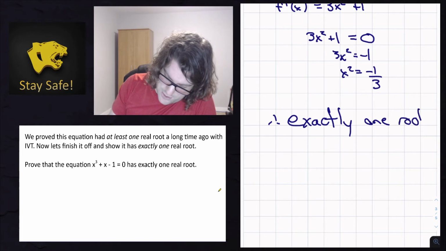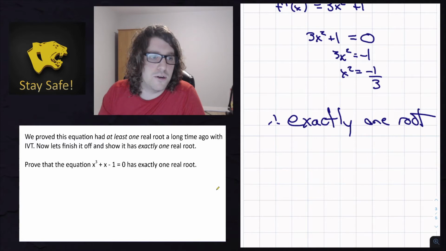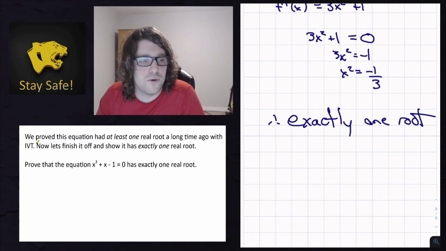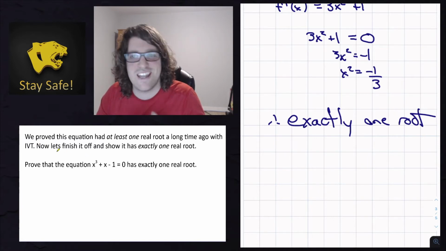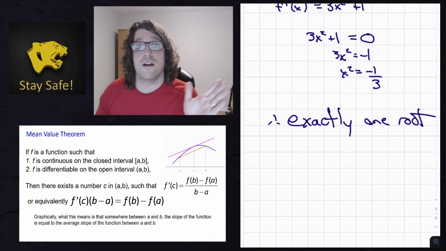So it has at least one root, but then you can show there isn't a second one, so it has to be exactly one root. That's a little Rolle's theorem extension on a question that we had done a long time ago. All right, mean value theorem.